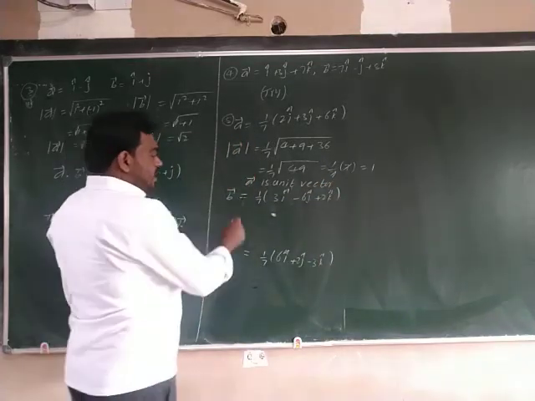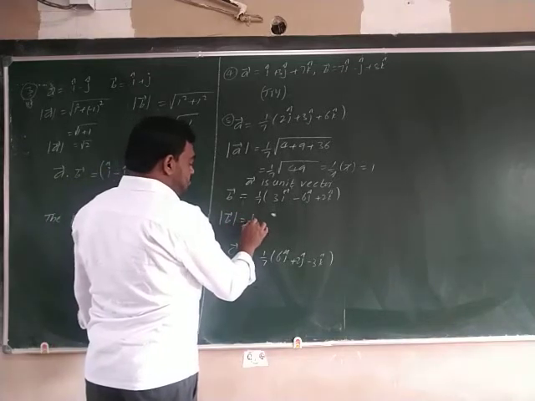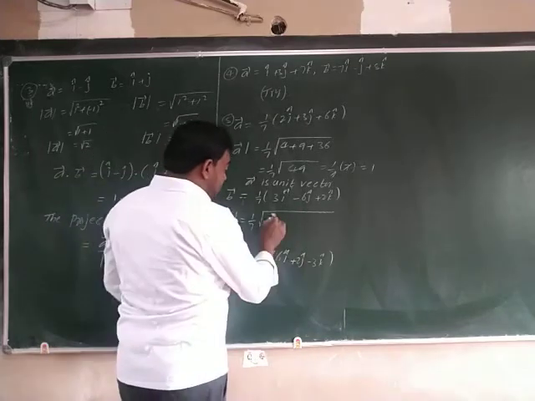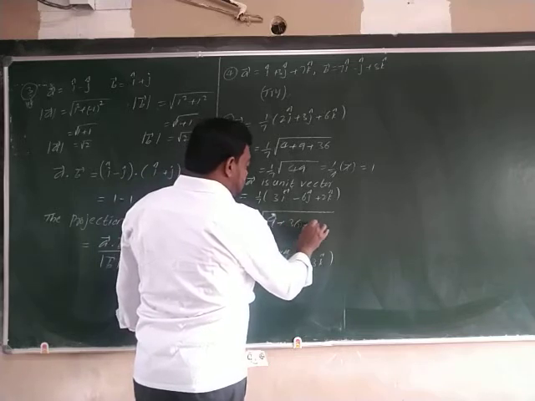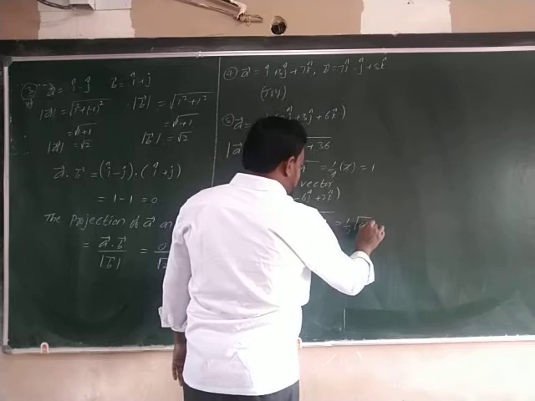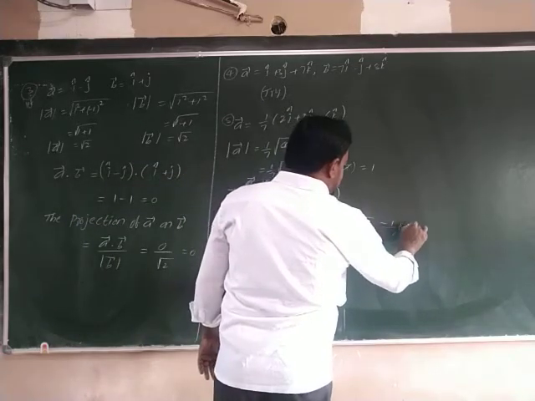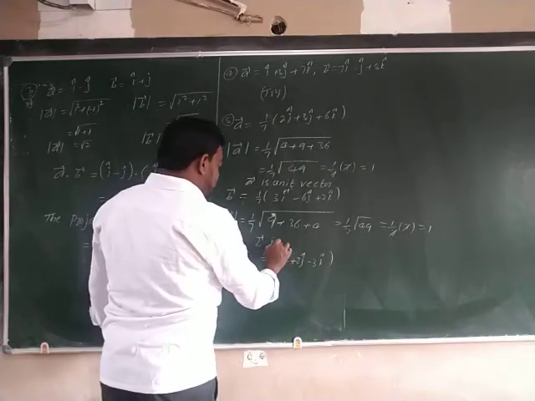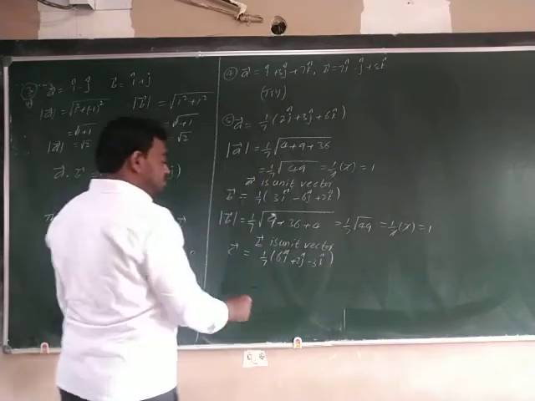Right? Similarly, find the magnitude of B. The magnitude of B is equal to 1 by 7 into the square root of 3 squared 9, minus 6 squared is 36, plus 2 squared is 4. This is equal to 1 by 7 into the square root of 49, so 1 by 7 into 7. The 7 cancels, giving 1. Vector B is a unit vector.